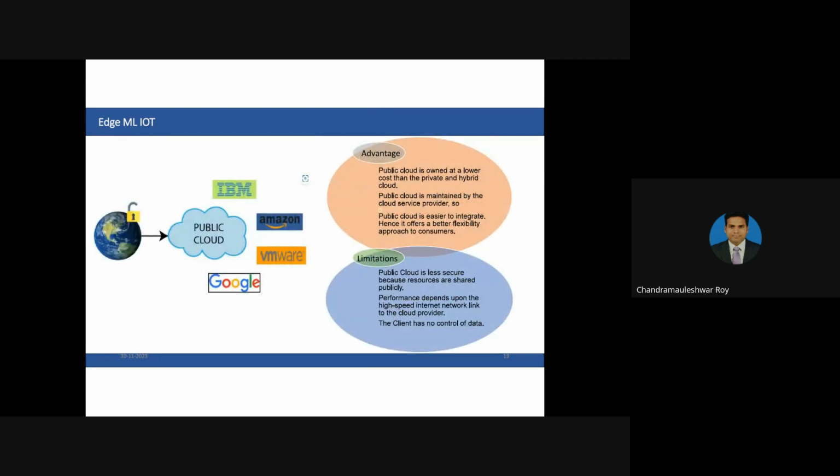Here IBM has its own public cloud, Amazon also, VMware, and Google also. Some advantages and limitations of public cloud are also there, like public cloud is available at lower cost than private and hybrid cloud.